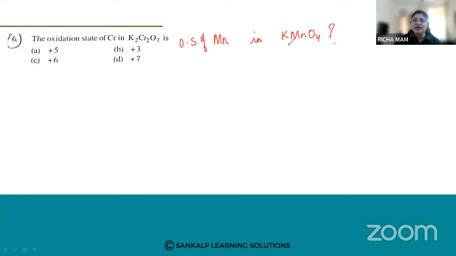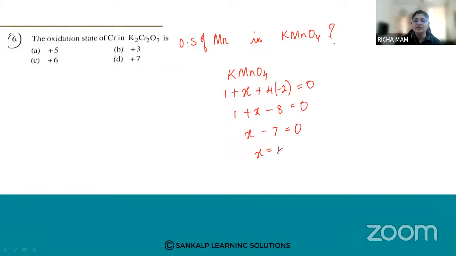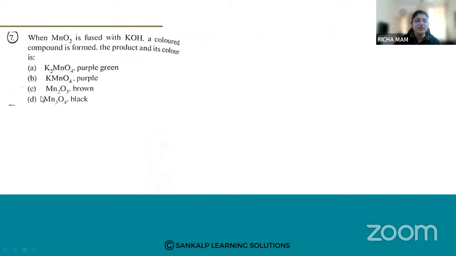So let us see. KMnO4. Potassium is 1 plus Mn, we have to find x, plus 4 into -2 equal to 0. 1 plus x minus 8 equal to 0. x minus 7 equal to 0. x is equal to +7. So it is +7. Yes. Aishu Vasavraj, yes. Very good. Like this, you have to understand how to find the oxidation state. So let us go for the next one.